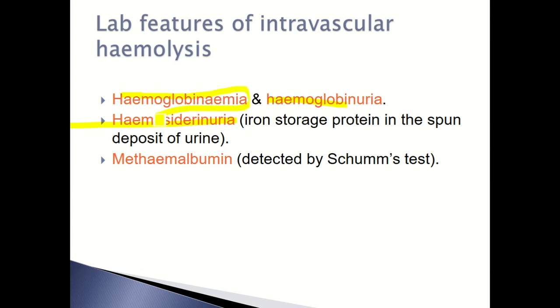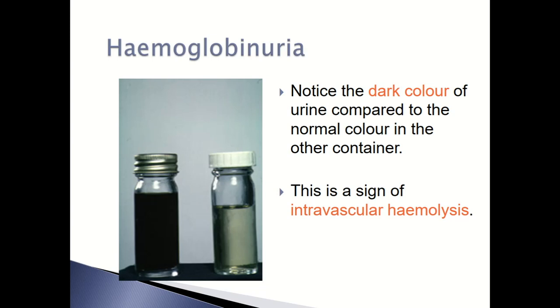Hemoglobinemia within the plasma, and methemalbuminemia, that is detected by Schumm's test. We will discuss all these things in detail in the respective lectures. Now this is the photograph showing hemoglobinuria. This is the dark color urine, typical of intravascular hemolysis in case of hemoglobinuria, and this is normal color urine. So this is for your comparison: this is normal urine and this is hemoglobinuria.